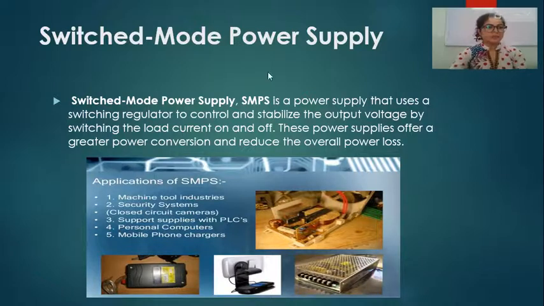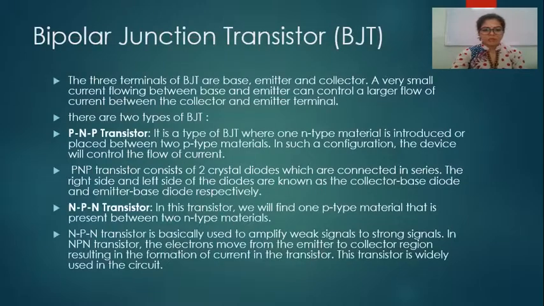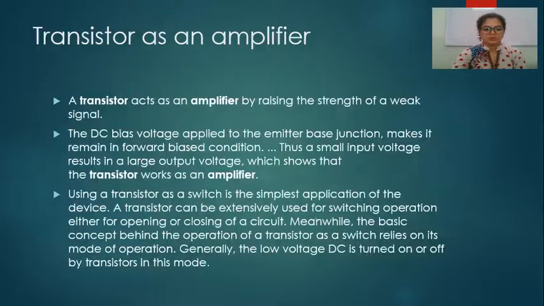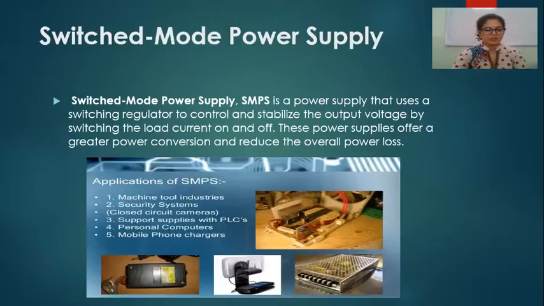In the previous lecture, we studied transistors, where we discussed what a transistor is, why we use a transistor, what the terminals of a transistor are, what a bipolar junction transistor is, and how we can use a transistor as an amplifier and as a switch. So that was all about the previous lecture. With this, we have completed the transistor topic in the last lecture.